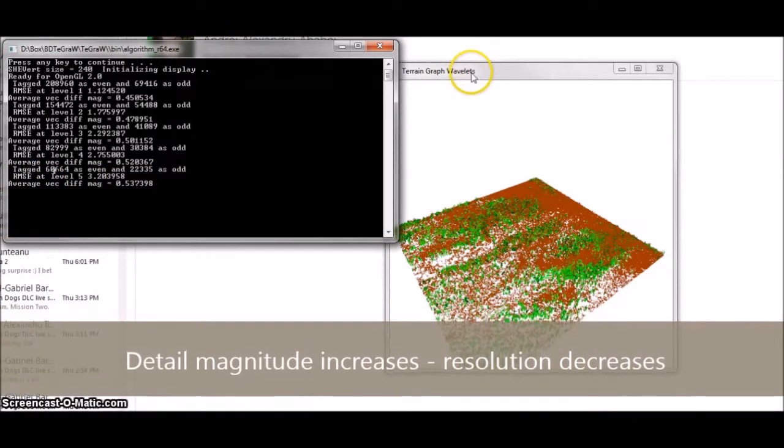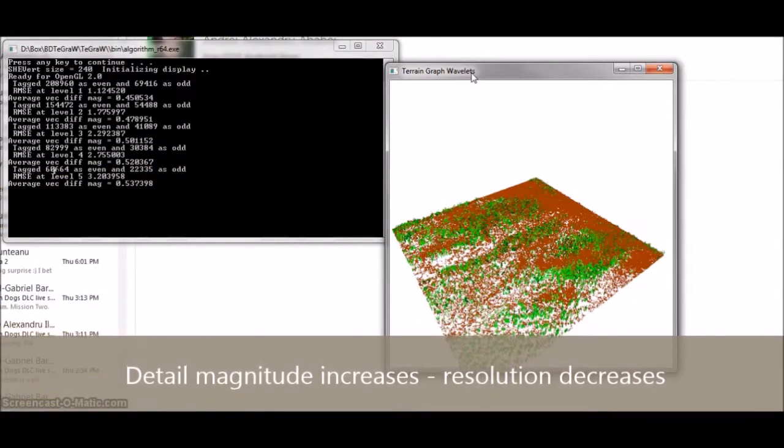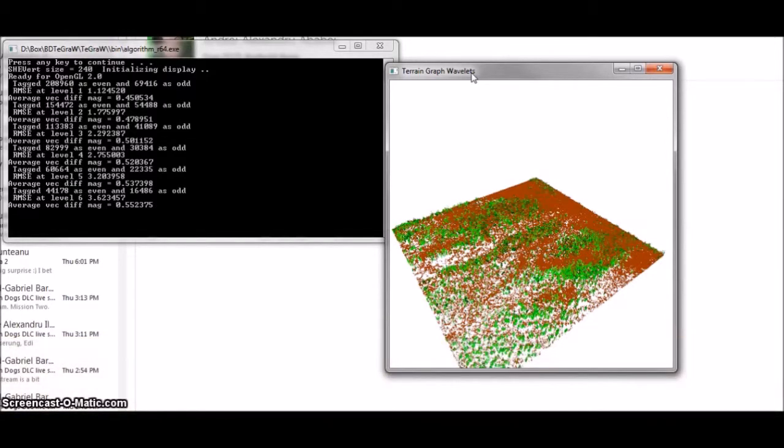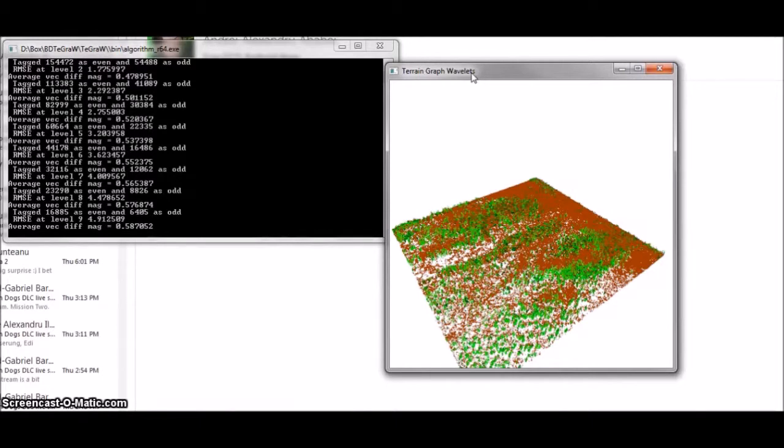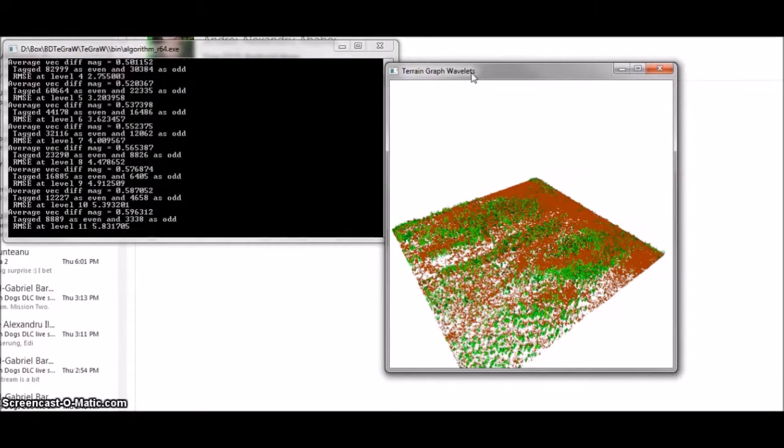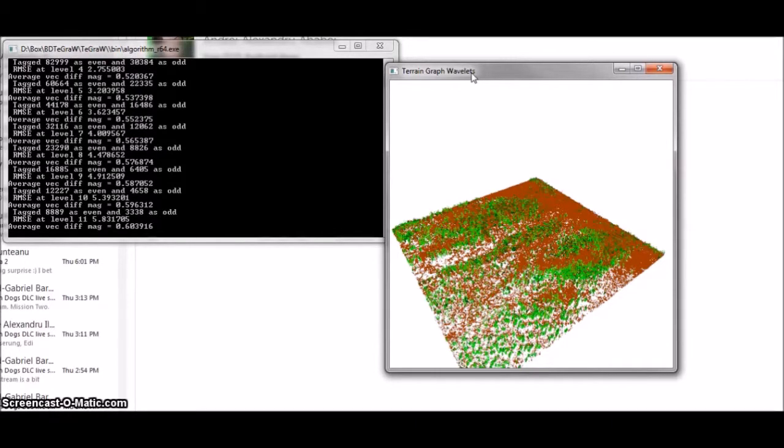In the left output window, we can see the average difference vector magnitudes as the resolution decreases. Please notice how this magnitude increases as the set becomes less and less dense. The RMSE, or root mean square error, also increases. This is the approximation error. This fact demonstrates the link between detail magnitude and approximation quality.